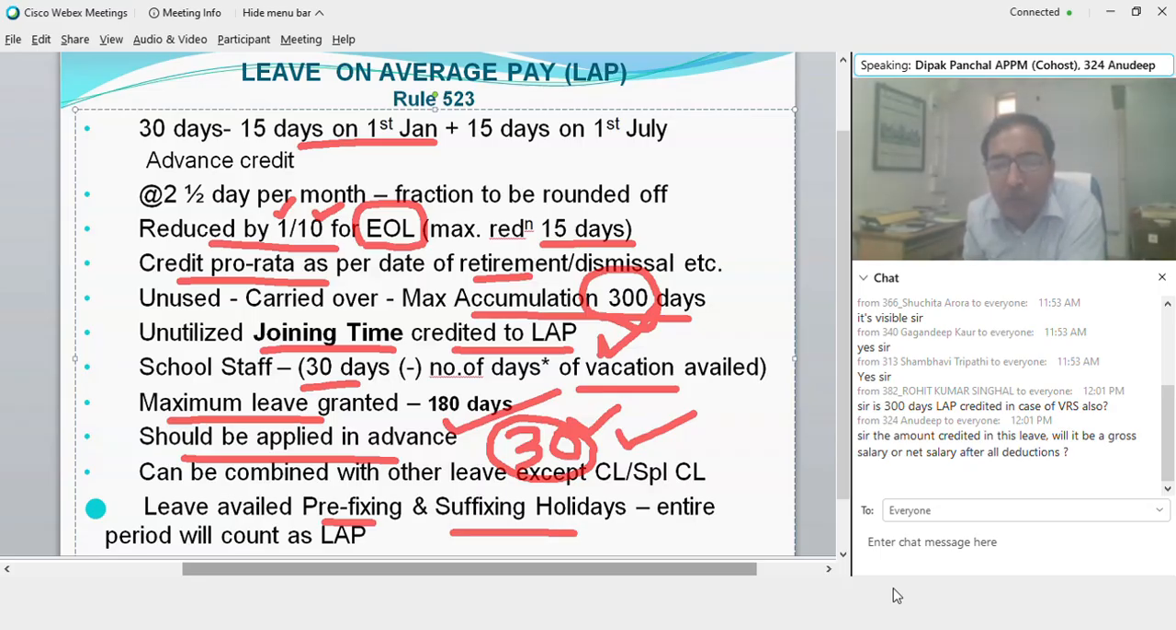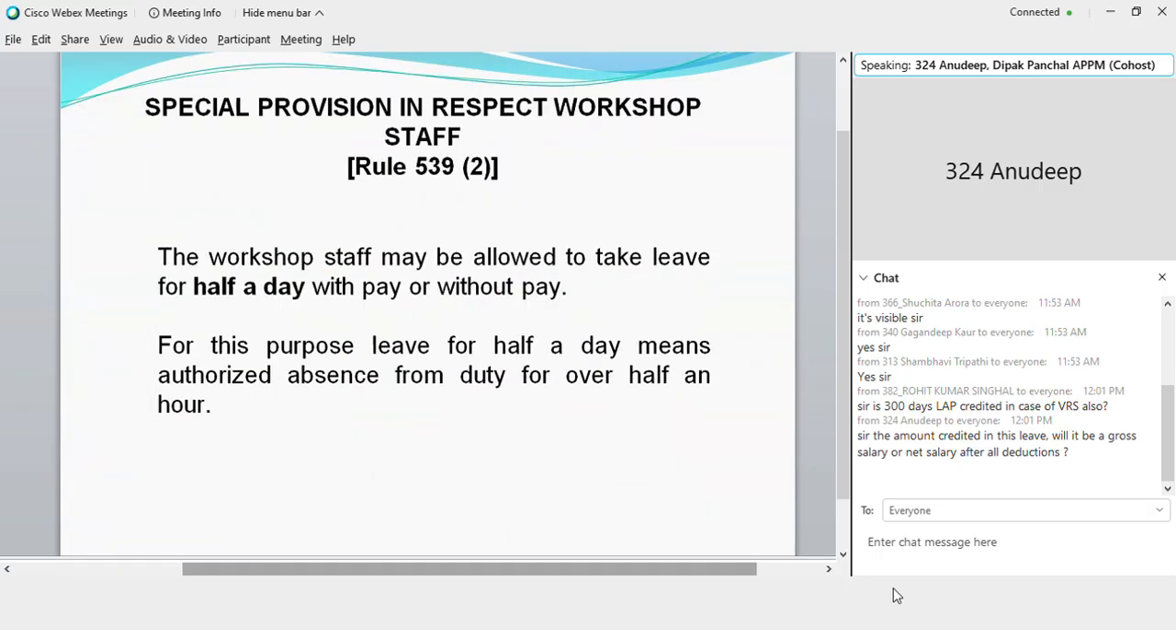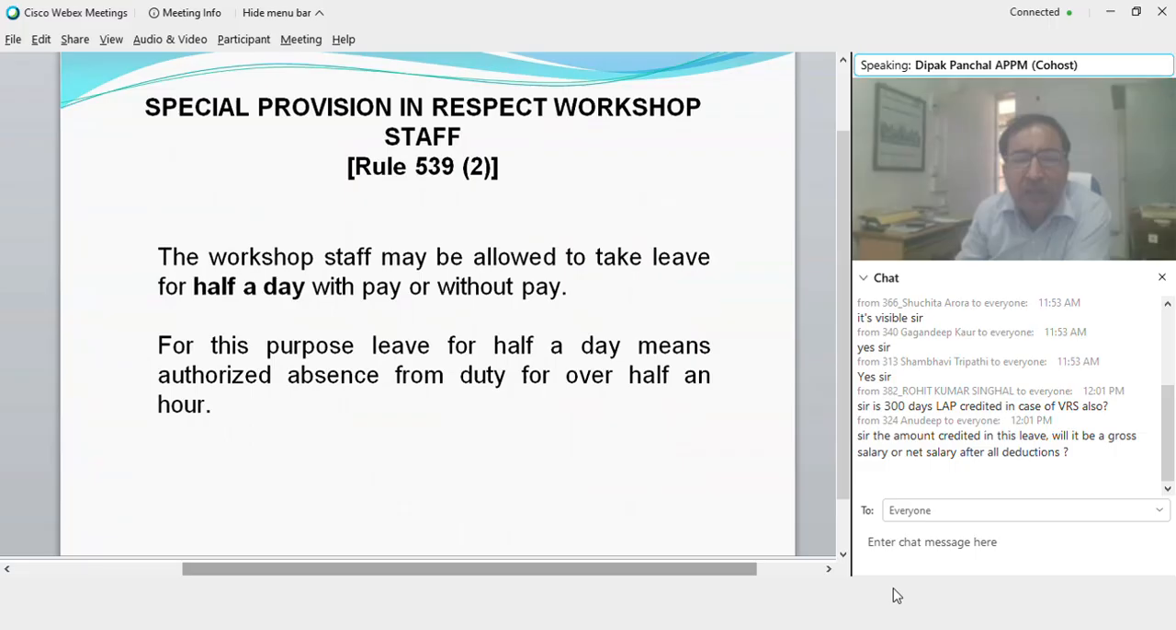Yes, sir. I mean, will there be any deductions of NPS, income tax and all these things? Everything, that's what I mean. Yes, yes, yes. Deductions will be there. Okay, sir. For the workshop staff, there is a special benefit provision that they can avail half day of LAP.